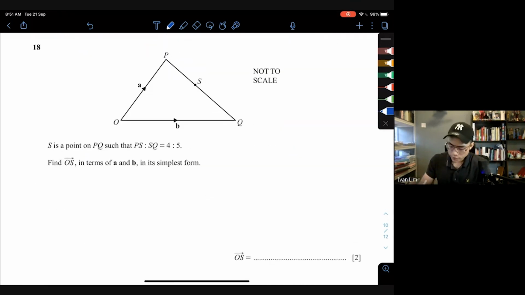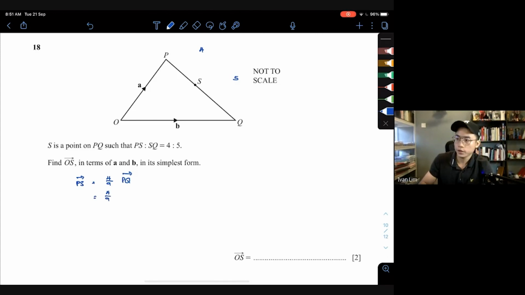Question 18. S is a point on PQ such that PS to SQ is 4 to 5. Find OS in terms of A and B in its simplest form. So what do you give here? The ratio is 4 to 5. We want to find what is OS. OS, we can go from OP to PS, right? But we got OP, we don't have PS. Can we find PS? Can. It's 4 over 9 of PQ. Okay, PS would be equal to 4 over 9 of PQ, because PQ is the whole thing, right?